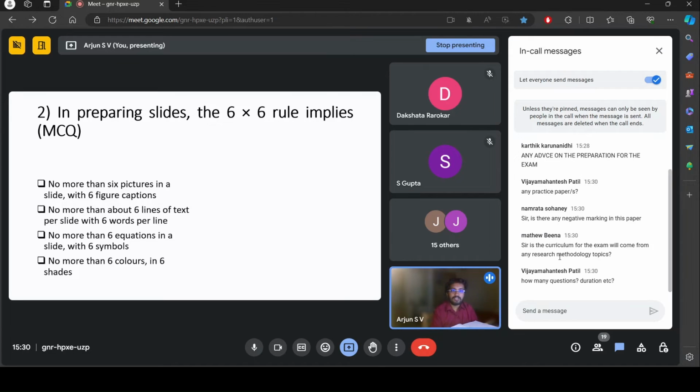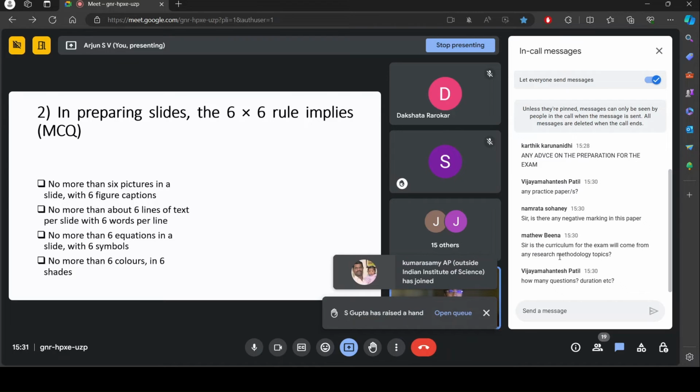Vijay Mahatesh Patil, any practice papers? I don't have any practice papers with me. Maybe if you can put it in the discussion forum, the NPTEL team or the course instructor might give you some practice papers.